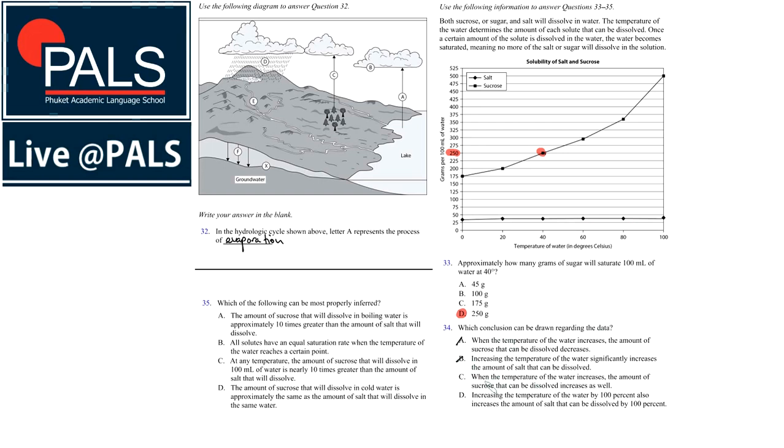So it's not B. When the temperature of the water increases, the amount of sucrose that can be dissolved increases as well. That sounds very good. When the temperature goes up, the amount of sucrose that can dissolve goes up as well. Increasing the temperature of the water by 100% also increases the amount of salt that can be dissolved by 100%. No, that's not true. So we can see that, yeah, as I said earlier, it stays more or less constant here.